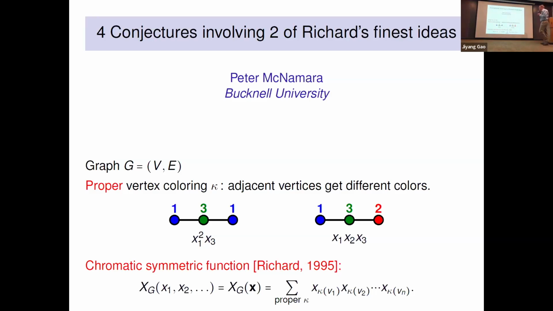And then to each coloring, we get a monomial. So here we get x1 squared x3 because there are 2 x1s and 1 x3. And then summing those monomials over all proper colorings in the graph, we get the chromatic symmetric function. So we're summing over proper colorings, and then the subscripts here are the colors that are used on the vertices.